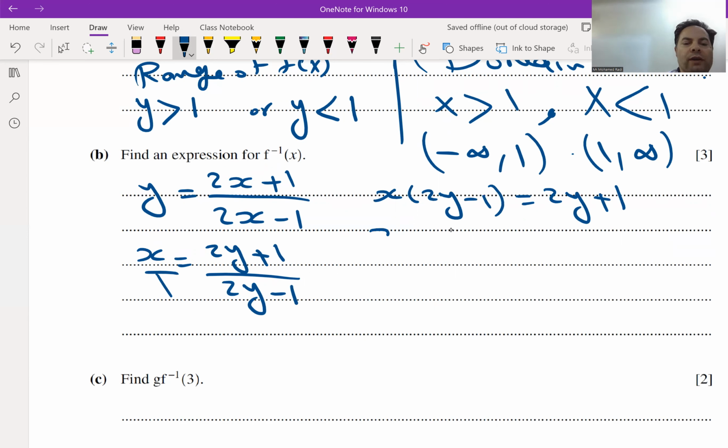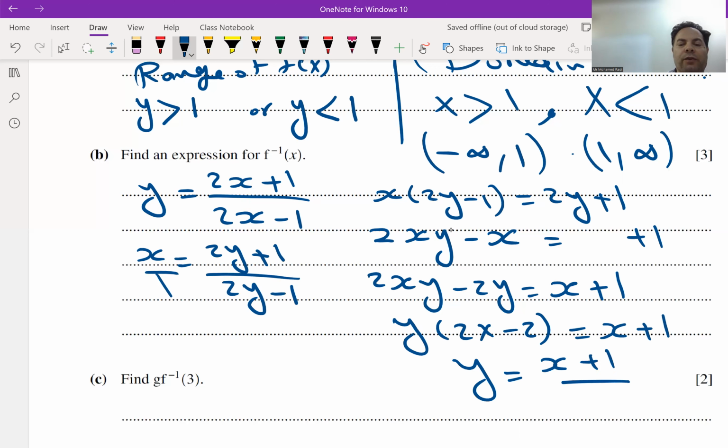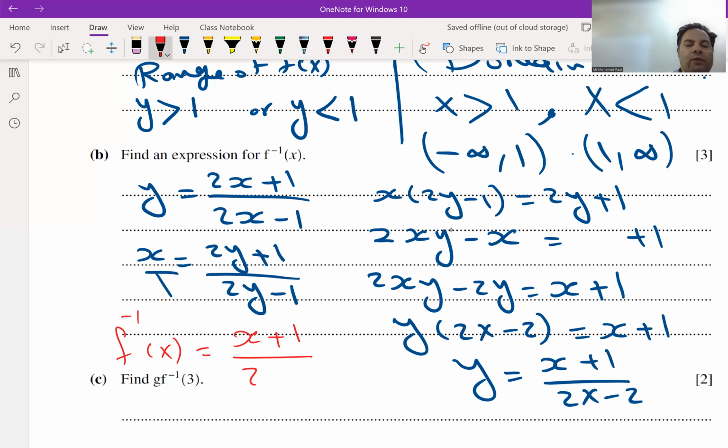Expand: 2xy minus x equals 2y plus 1. If we collect y together, move 2y to the other side: 2xy minus 2y is equal to x plus 1. By taking y outside, y times 2x minus 2 is equal to x plus 1. So y is equal to x plus 1 divided by 2x minus 2. This is the final answer. So better to write it: f inverse of x is equal to x plus 1 divided by 2x minus 2.